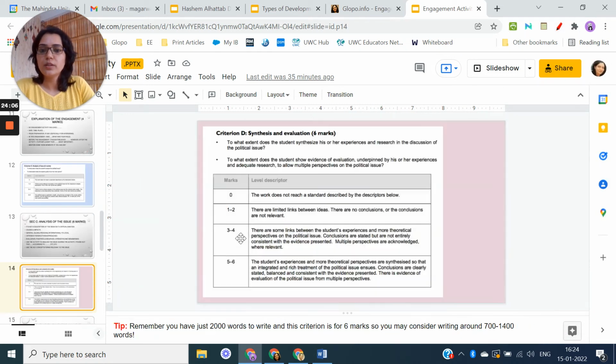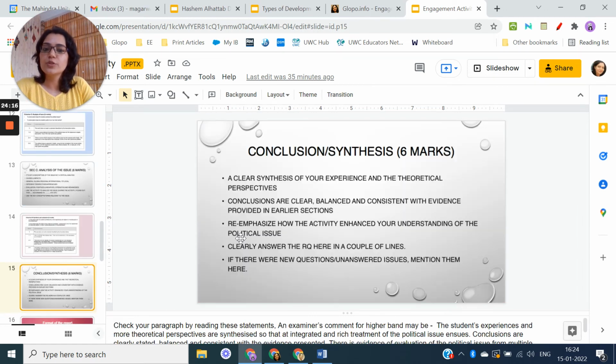Now let's move further, and this is Criterion D, as I said, synthesis and evaluation. This is worth 6 marks. This is how the examiner would see this one: the conclusion and synthesis. A clear synthesis of your experience and the theoretical perspective. Conclusions are clear, balanced, and consistent with evidence provided in earlier sections. So this is what you are supposed to write.